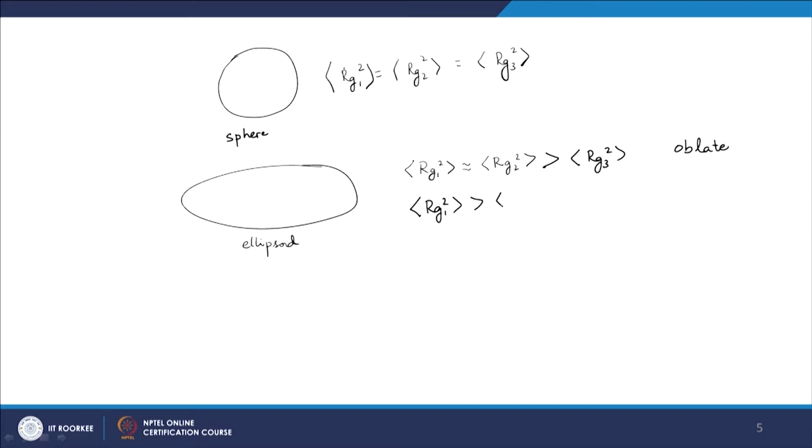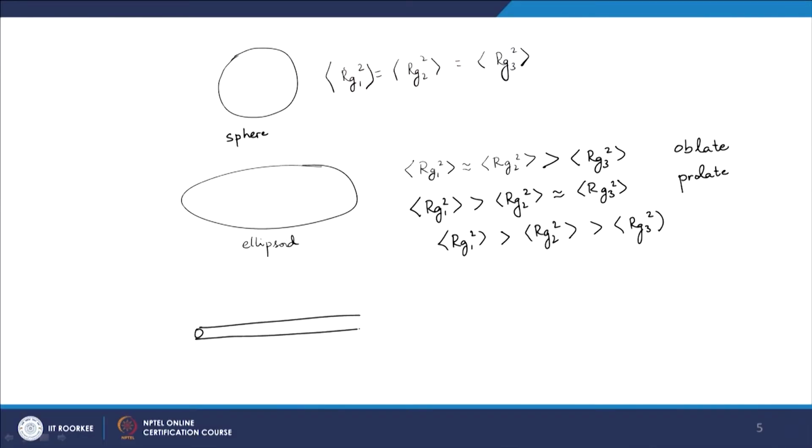If on the other hand we have one of them larger and the other two comparable, we have what is known as the prolate ellipsoid. If however we have all three different, we have a general ellipsoid. Okay, that is one point. And so we can look at these values and that will tell me how the shape looks, right.